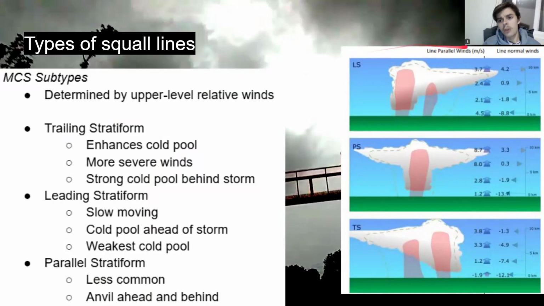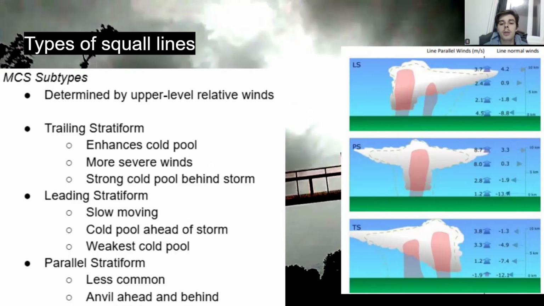Now let's talk about some types of squall lines. There are three different types to know, and it says MCS subtypes because squall lines are a type of MCS, so this can be applicable to other MCSs as well, but it is determined by the upper level relative winds. Now, this is what I was talking about before. Where the stratiform precipitation is helps us to know the strength of the storm.